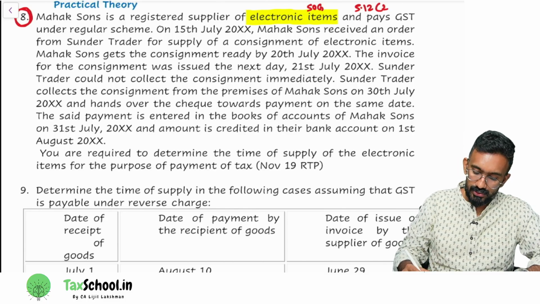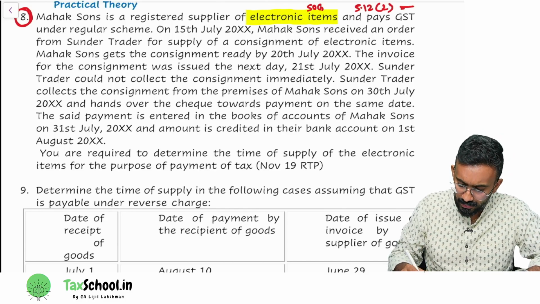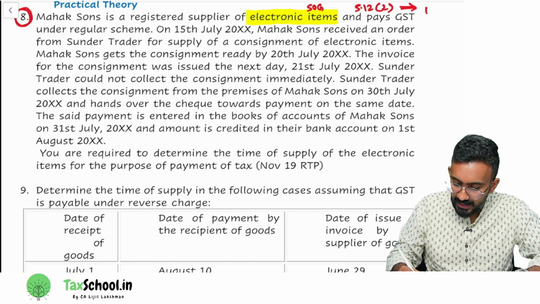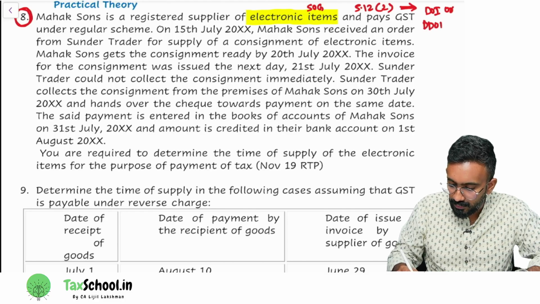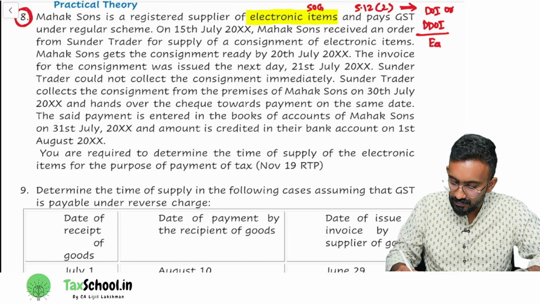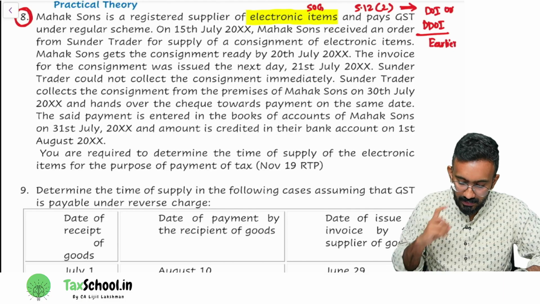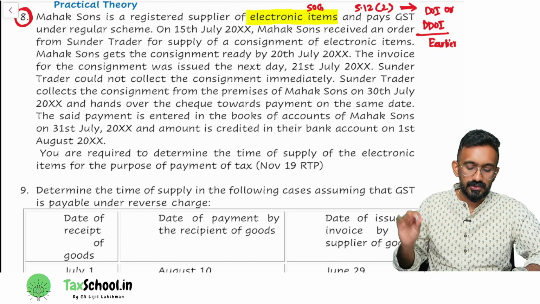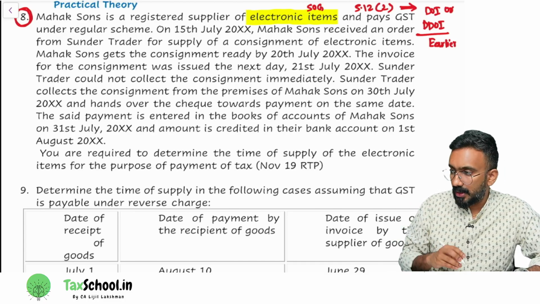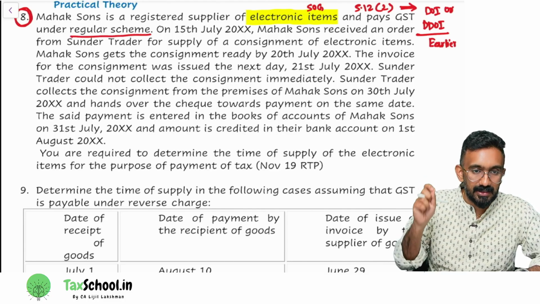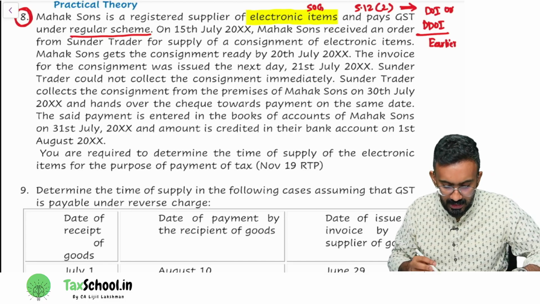It's 12 subsection 2. 12 subsection 2 says that time of supply is earlier of two dates. One is date of invoice or due date of invoice, whichever is earlier. In this question, I should look at what is date of invoice, what is due date of invoice. That's all I have to do. Should I consider date of receipt of payment? No, it is under regular scheme. Only in composition and specified actionable claim I would compare it with date of receipt of payment. So that is not relevant for me.